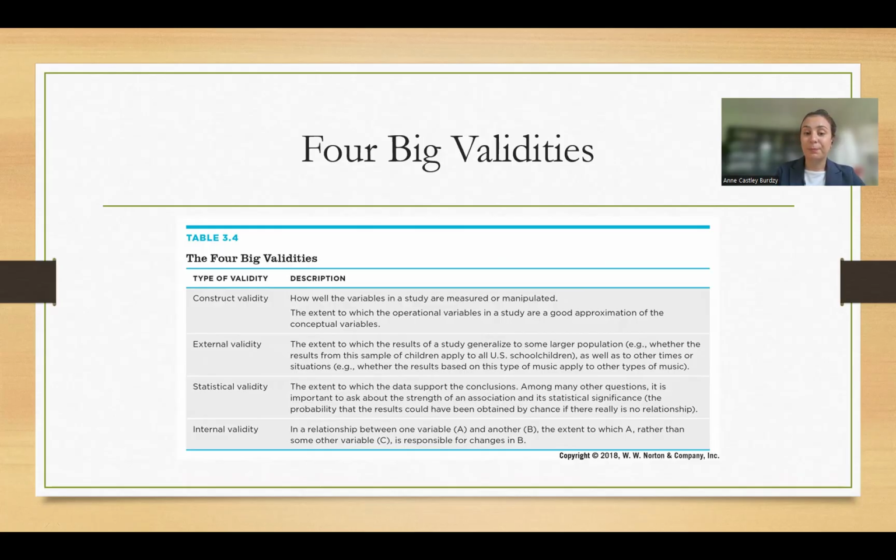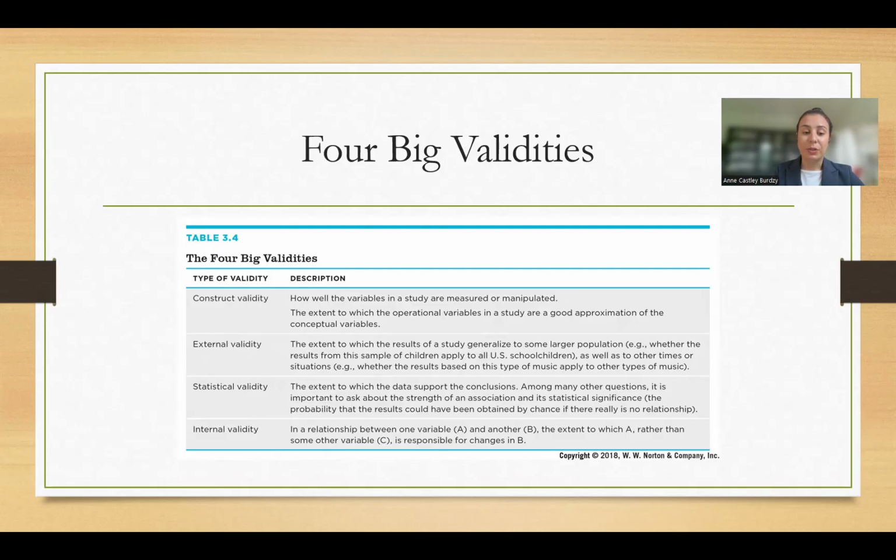External validity. How well are the results of this study going to generalize to a greater population outside of whatever has been looked at within the study? So, for example, if you're doing work in a lab, is this going to translate outside of your lab? Statistical validity is the extent to which the data support the conclusion. So this could be making sure that your statistical analysis is correct.